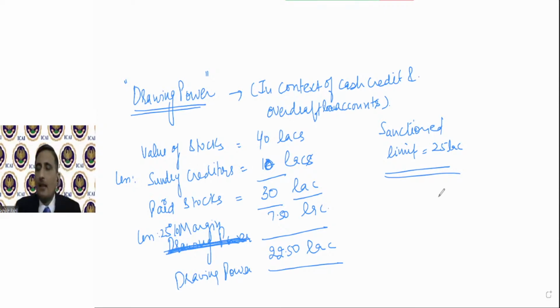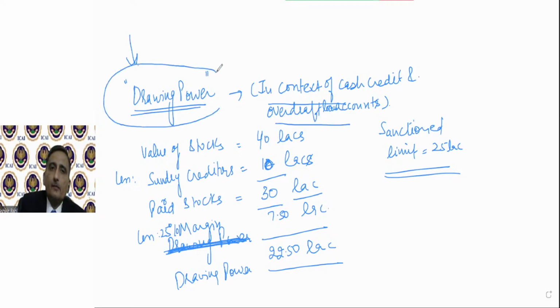So, guys, one more term before I discuss the norms pertaining to asset classification. Please understand one more term relating to cash credit and overdraft accounts. This term is drawing power, in short DP. Now, what is drawing power?